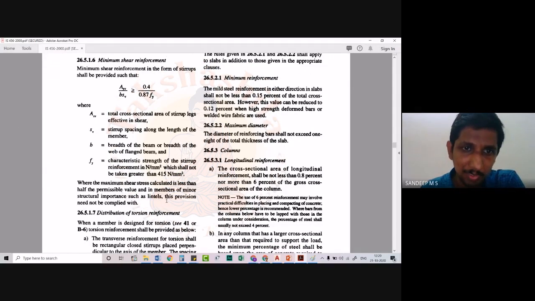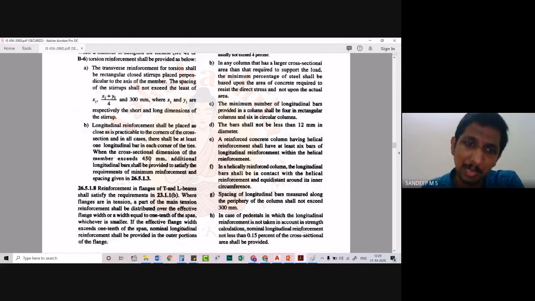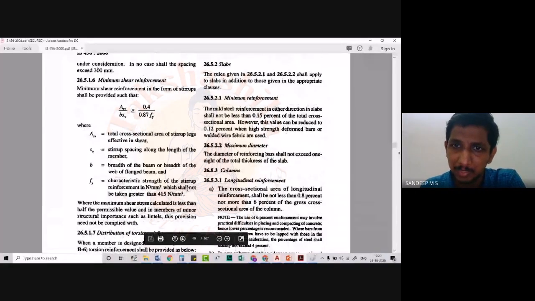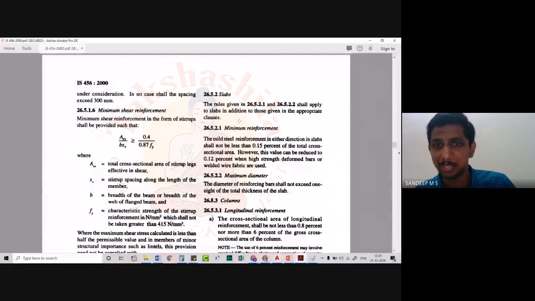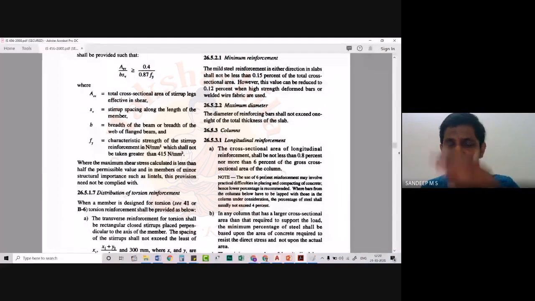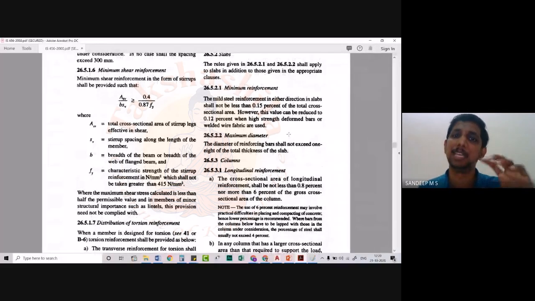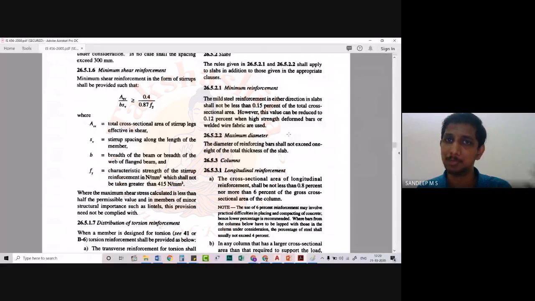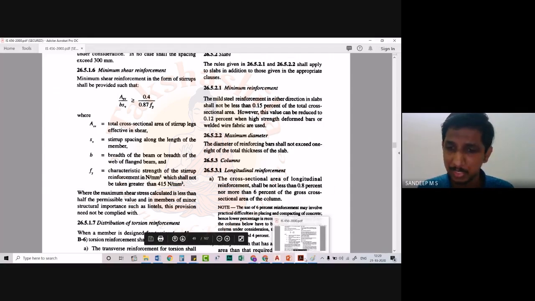If you are going down to distribution of torsion reinforcement, these things we will come back to in a later module. Then we have flanged T and L-shaped beams. Then we also have requirements regarding slabs: what is the minimum reinforcement, and the maximum diameter permitted in the case of columns also. We will come back to these clauses at a later stage. For the time being, just understand that we have clause 26.5 under which we have all the details regarding the minimum and maximum permitted reinforcement, whether in the case of beams, columns, slabs, or whatever it may be. That is the importance of clause number 26.5.